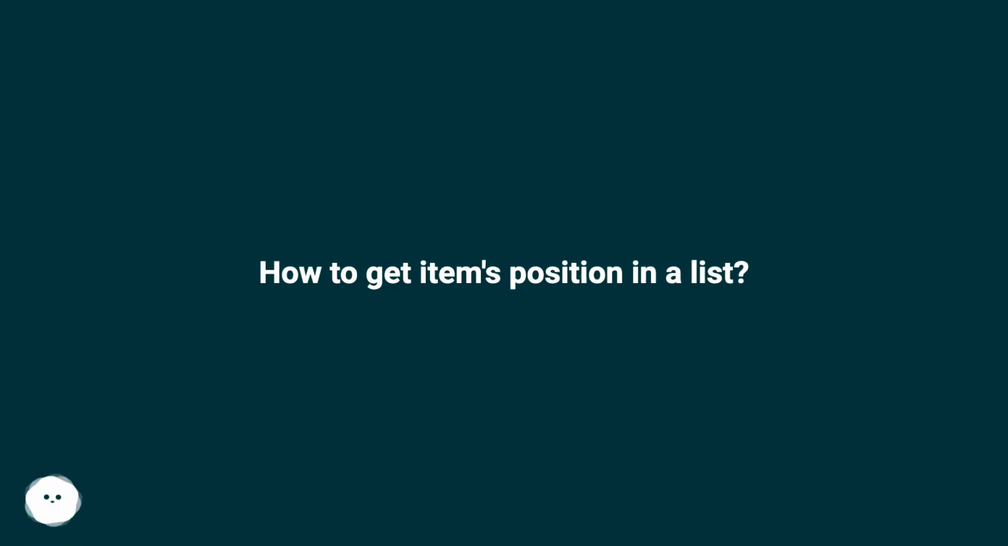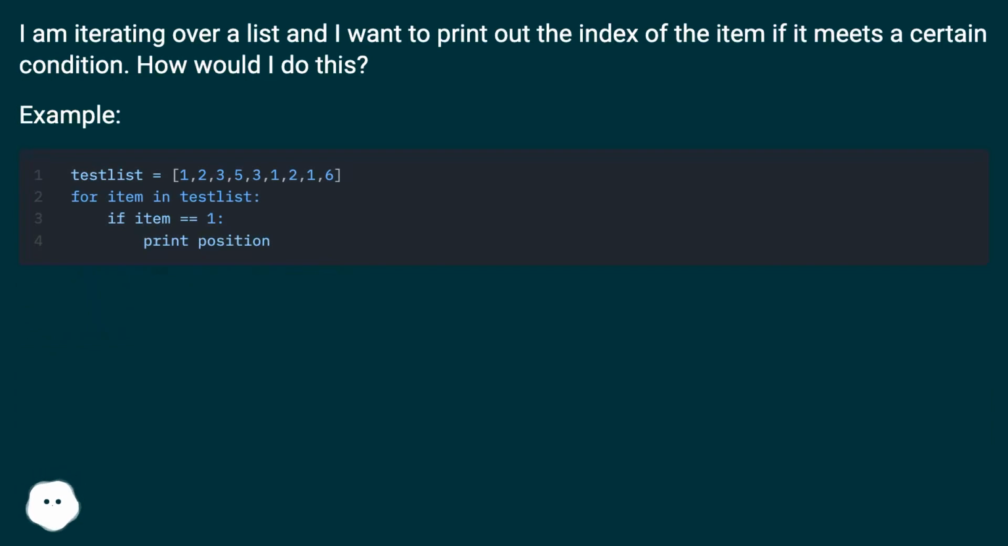How to get an item's position in a list. I am iterating over a list and I want to print out the index of the item if it meets a certain condition. How would I do this? Example.